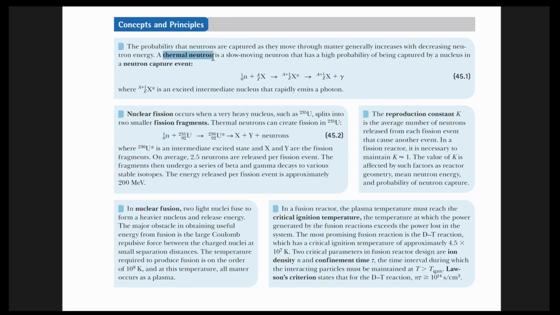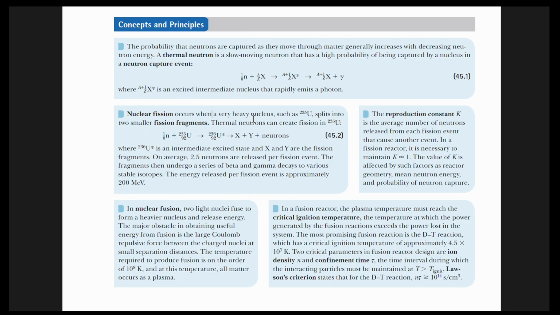I'm just gonna see thermal neutron capture event. I remember this in the beginning of the chapter. They give us this atomic reaction here. NX turns into blah blah blah. Not sure what that is. Excited intermediate nucleus that rapidly emits a photon. So I guess this is related to that nuclear reaction stuff.